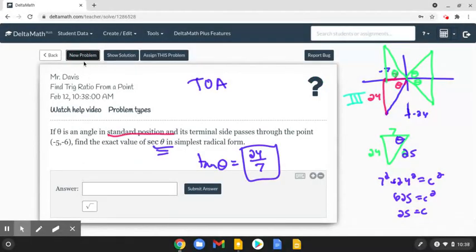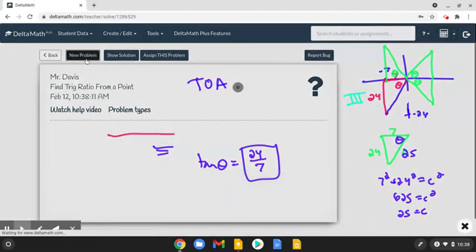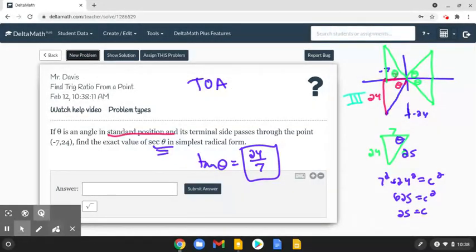All right, let's do one more here. Let's see if I can find one in the second quadrant. There we go. All right.